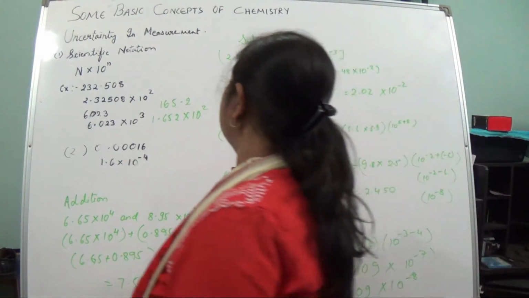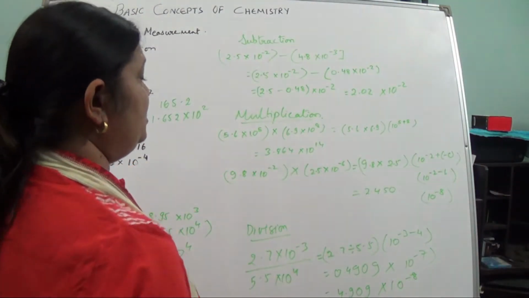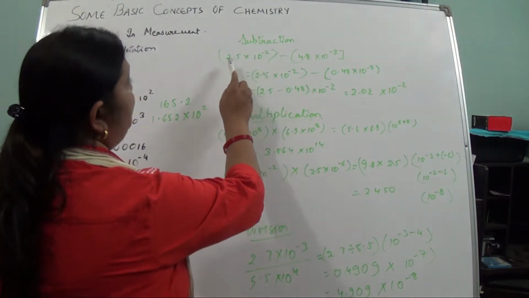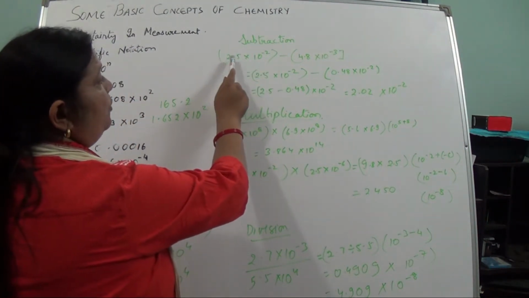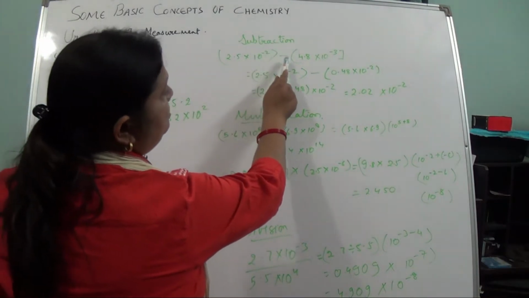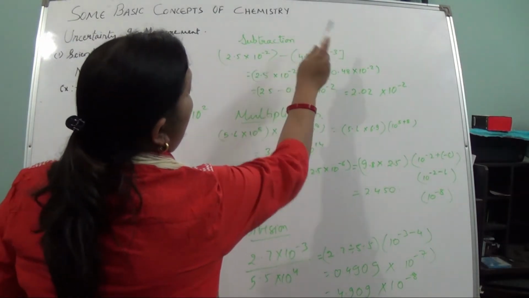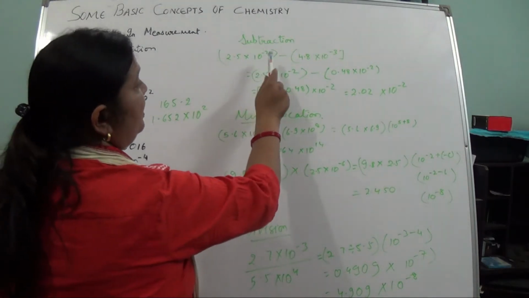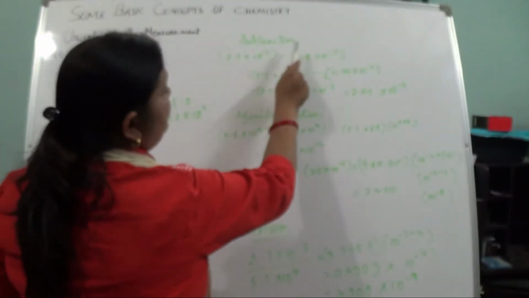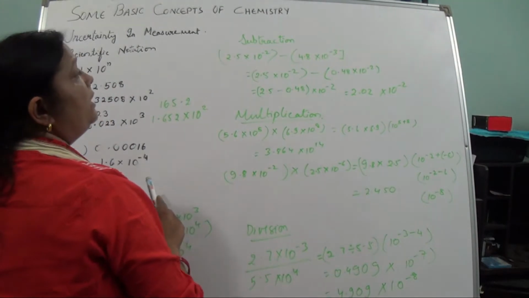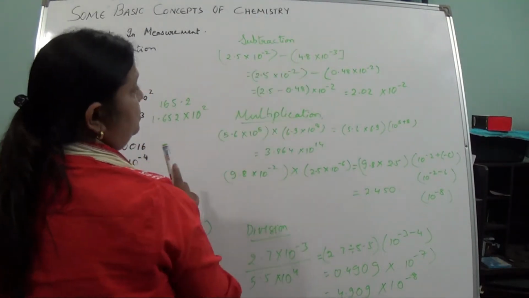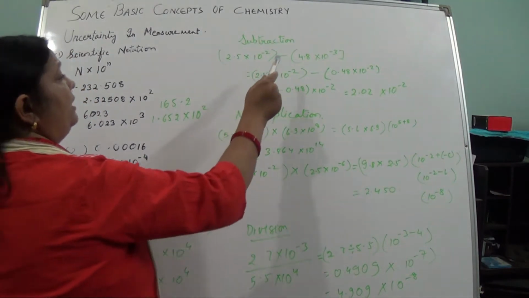Now coming to the subtraction, this is also the same as addition. Here you can see I have taken the figures 2.5 into 10 to the power minus 2 minus 4.8 into 10 to the power minus 3. Here also we have to adjust the powers, otherwise it will be difficult to solve. Either you have to make both minus 3 or both minus 2. Here I have made both minus 2.